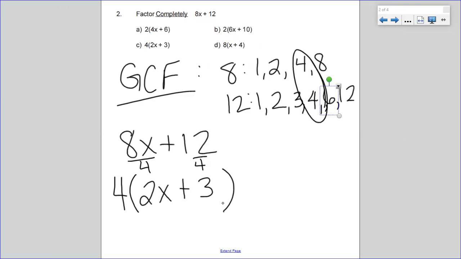So instead of my answer being A, which still multiplies through to get 8x plus 12, the answer is actually C. 4 times 2x is 8x, and 4 times 3 is 12. So when you distribute it back, you get the original, what you started with, but you now have the greatest common factor. I was proud that a lot of you picked A. It just, you needed the greatest common factor, not just any common factor.